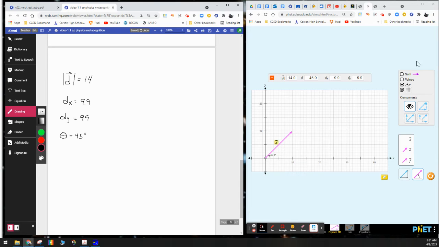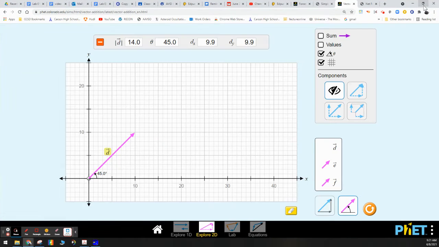Okay, let's try one more. Let you guys try this one. Let's reset here, and I'm going to put this vector right here and say, here is vector B. I want you to tell me what's the magnitude of vector B, what's the angle, what's the x component, and what's the y component. Go ahead and answer that. Now I'll hit pause.